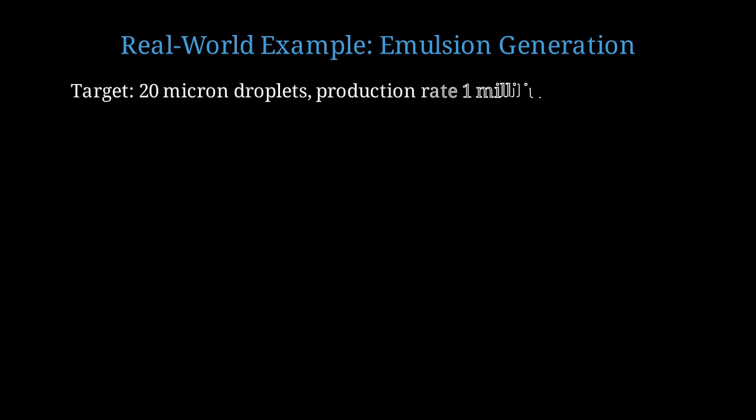Let me give you a concrete, real-world example. Suppose you're making an emulsion for a pharmaceutical formulation. You need 20 micron diameter droplets, and you want to produce 1 milliliter per hour of emulsion. Volume per droplet is 4/3 pi r cubed, with a radius of 10 microns. That's 4.2 times 10 to the minus 15 cubic meters, or about 4 picoliters.